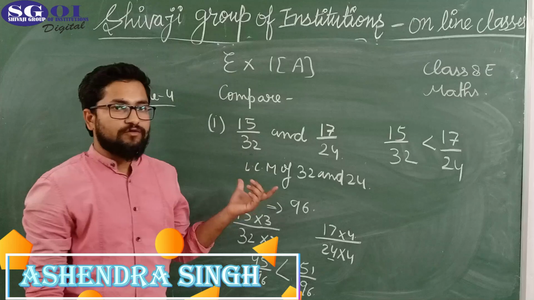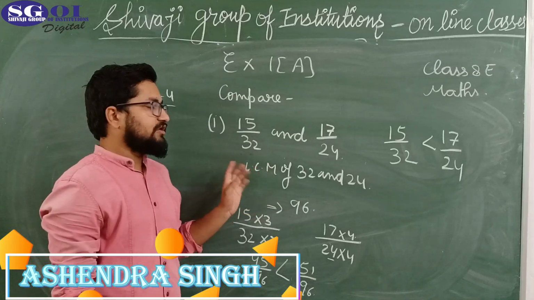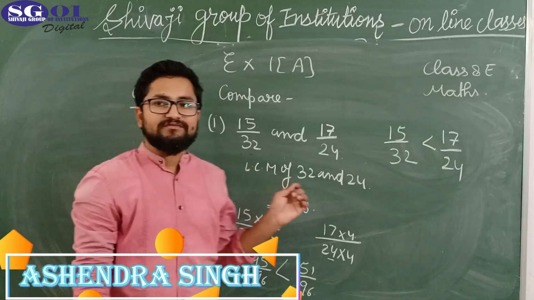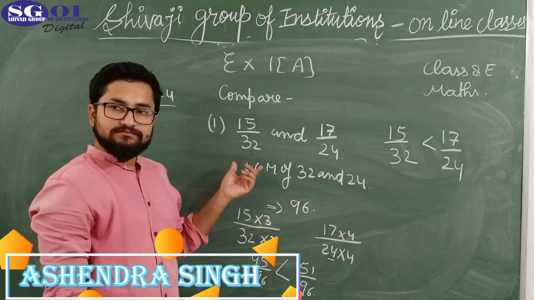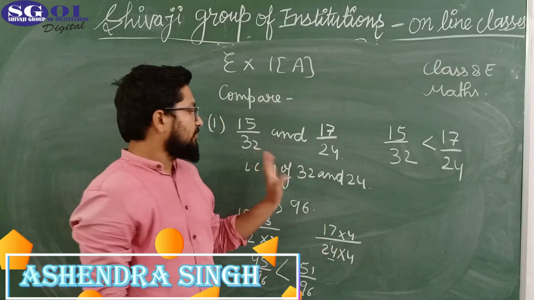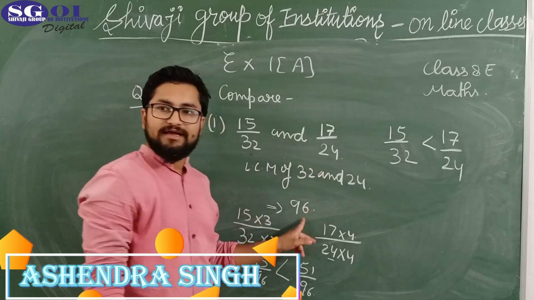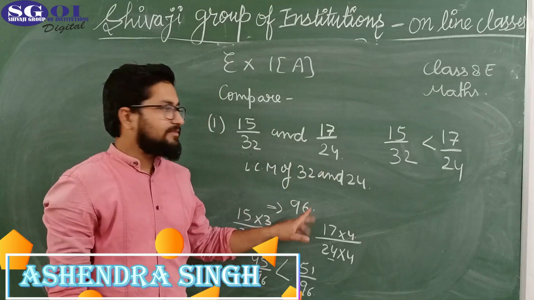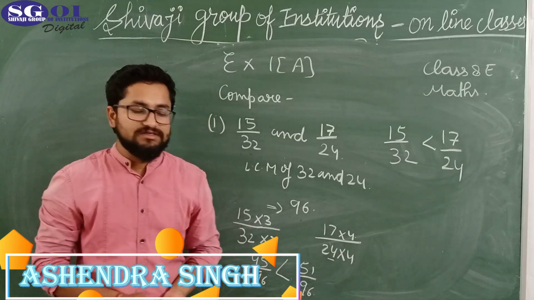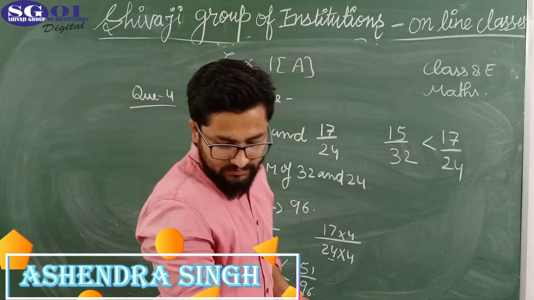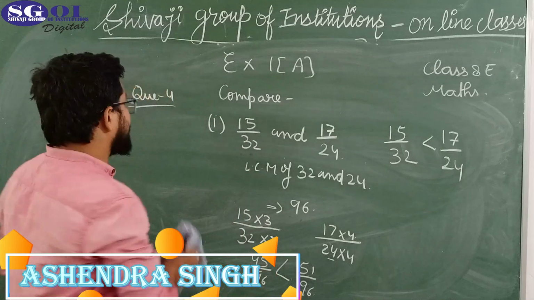Similarly you will be following the steps. First of all, take the LCM of the denominators of the given rational numbers. Then convert the denominators into the obtained LCM, and then you will be able to find out which of the given rational numbers is smaller and which one is greater. Now moving further to question number 5.